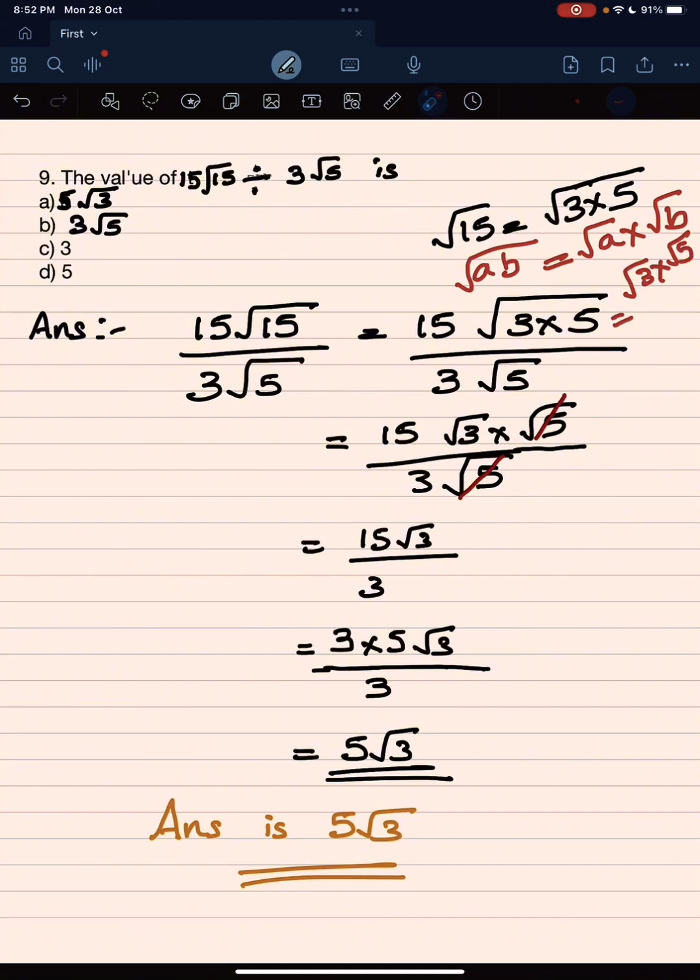Now 15 again is 3 into 5. It can be expressed as 3 into 5, right? So this is equal to 3 into 5 root 3 by 3. So again we can cut 3 in the numerator and 3 in the denominator. It is the common number, right? So what's the remaining answer? 5 root 3. So the answer is 5 root 3. So this is the answer. You got it?